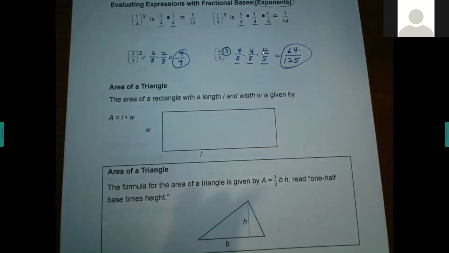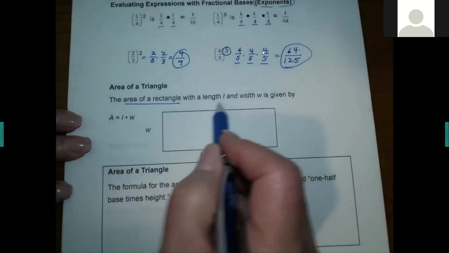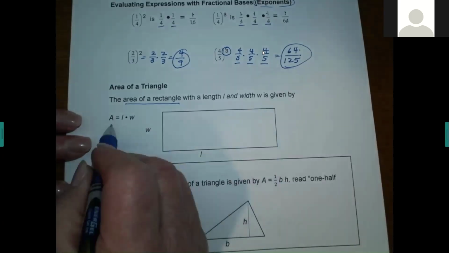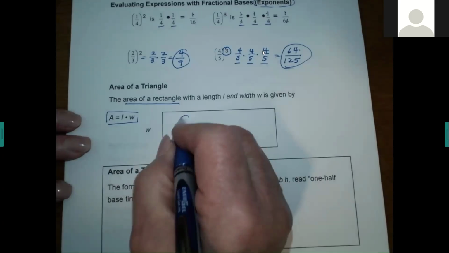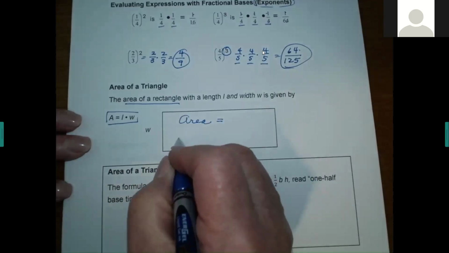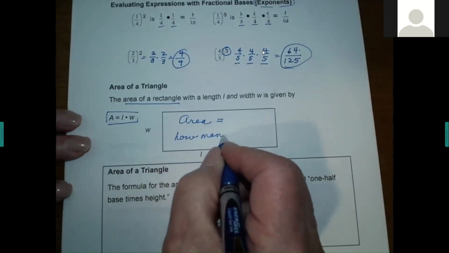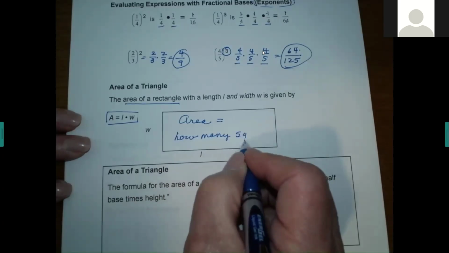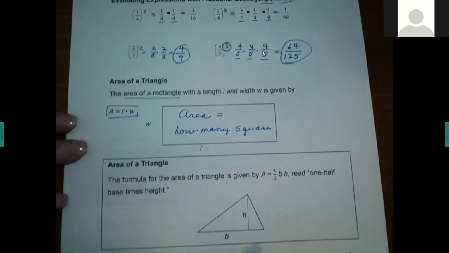Now we're going to get into a little geometry. They're kind of plugging this in as we go along. Most of you know that the area of a rectangle is the length times the width, and this is our formula. And when we find the area, we're finding out how many squares there are in this figure. We're filling the space in the middle with squares.